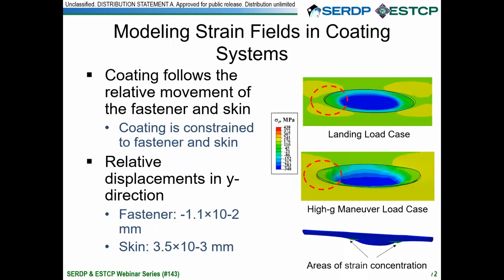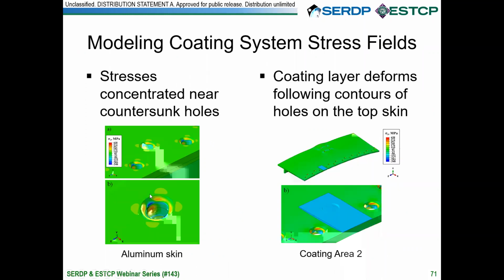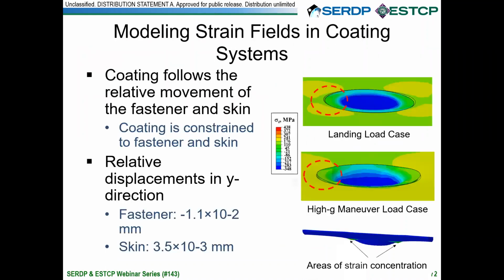As you can see here, there's a lot of variation in the stresses in and near these countersunk holes, and once you get away from them, the stress fields equilibrate out. So that's why we're focusing on the fasteners. That's where we think the greatest chance of a coating failure would be. We also modeled two cases, a carrier landing case and a high G maneuver load, because in both cases the fastener is going to move differently than the coating surface, and so that's going to introduce deformation into the coating system with resulting high stresses.